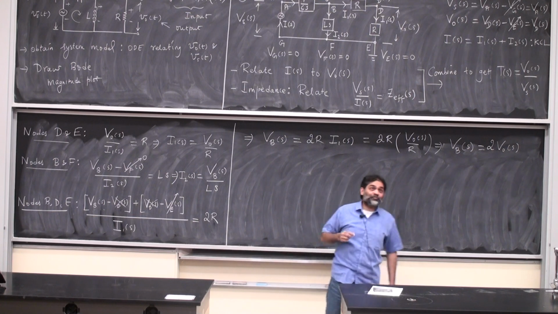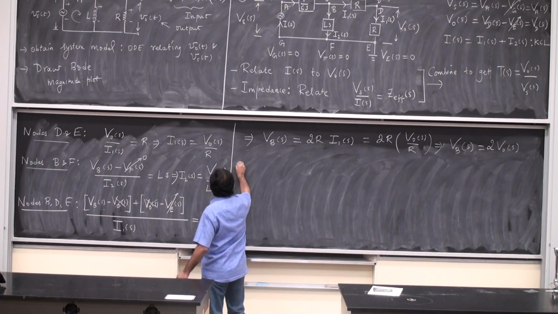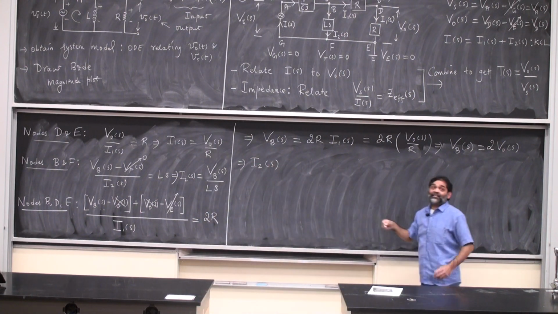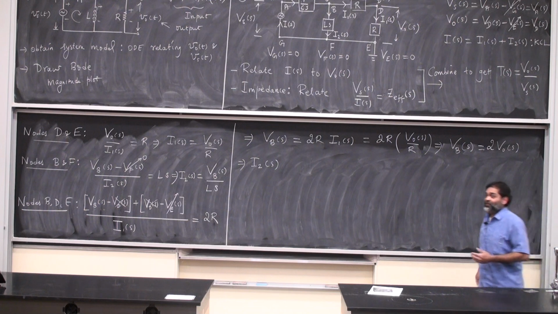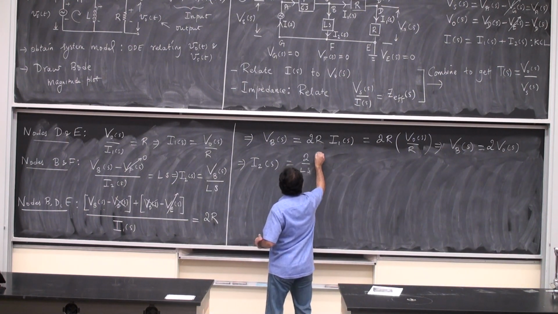And if I know V suffix B, I go back to I2, substitute. I2, which was VB by LS, VB is now 2 times V0. So that's just a 2 by LS.